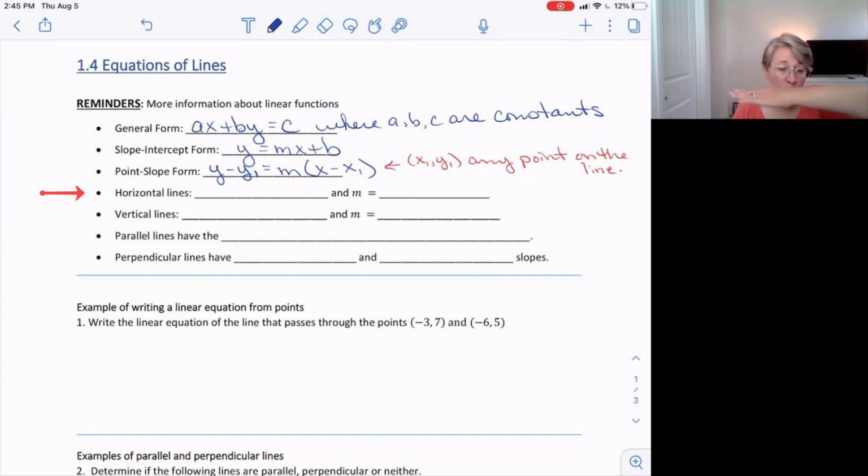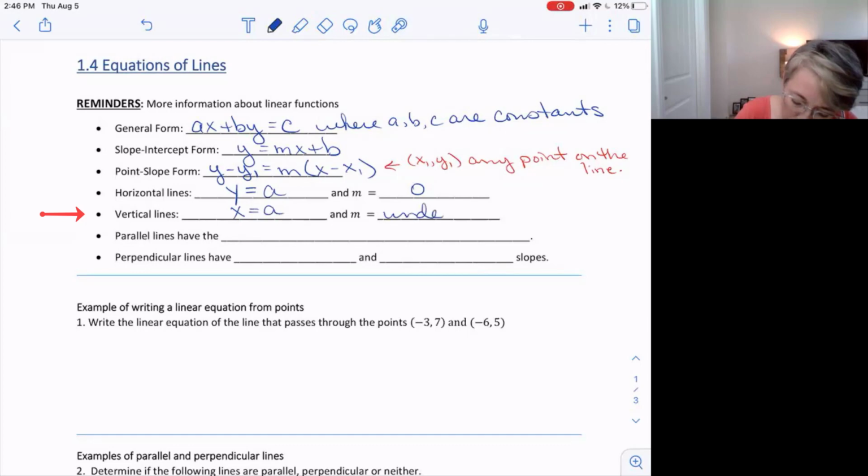Horizontal lines, remember, go left to right like this. They're flat. And they have an equation where your y value is the same no matter what. So we can say y equals a, some number a, and your slope is 0. We talked about that earlier. Your vertical lines that go up and down, your x values never change. So we can say x equals a. And those are the slopes that were undefined.